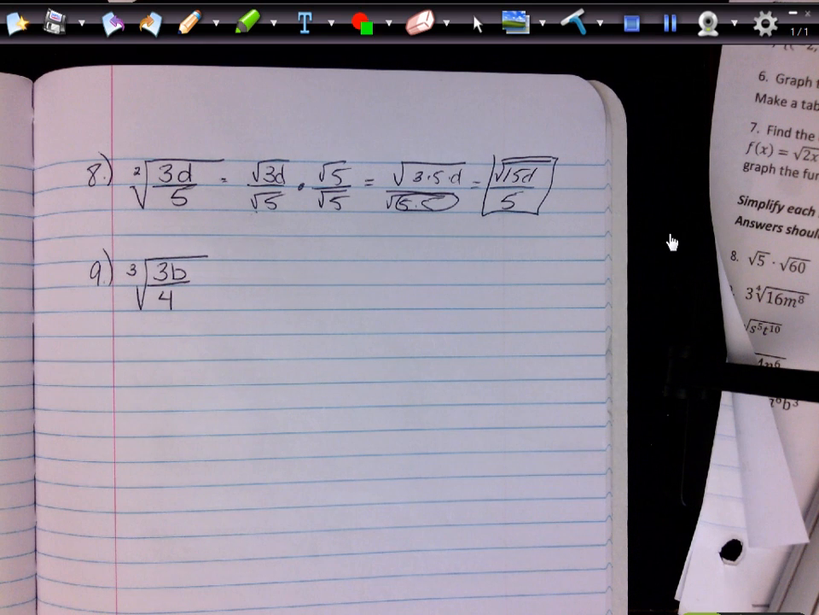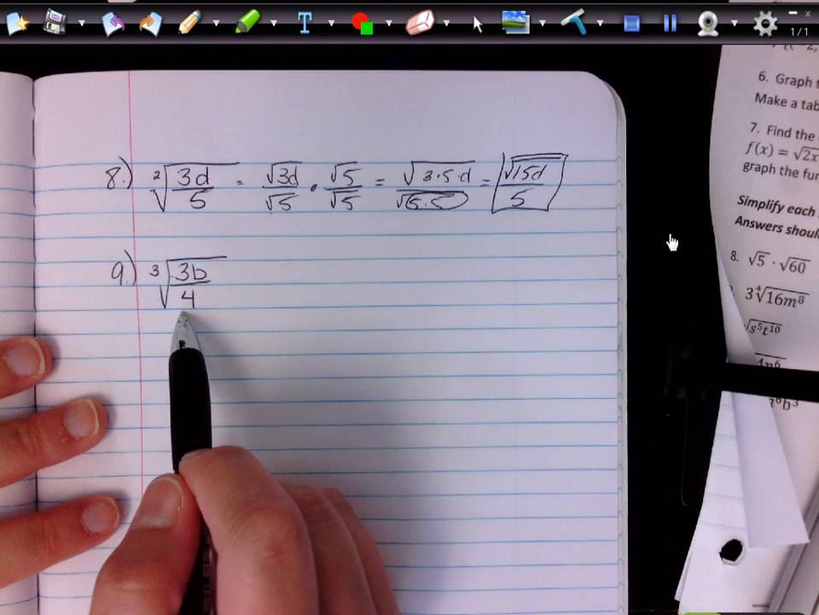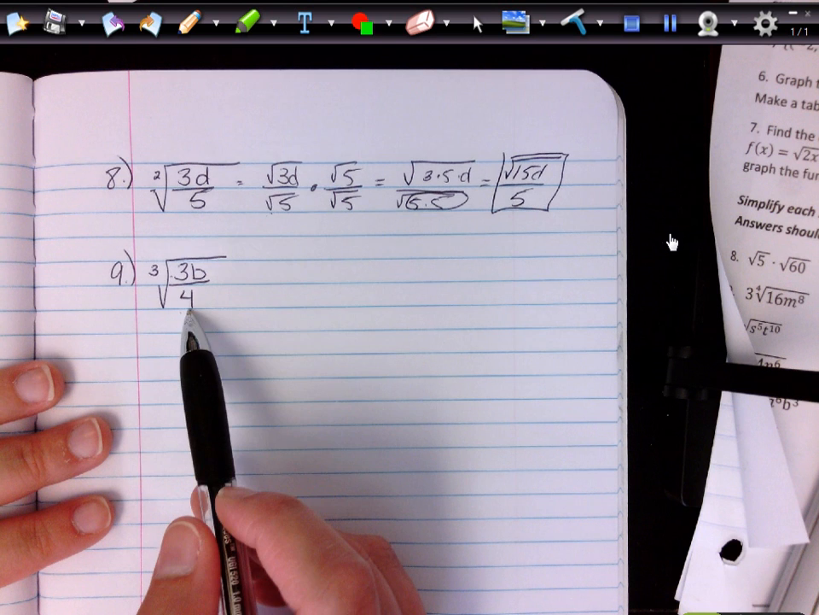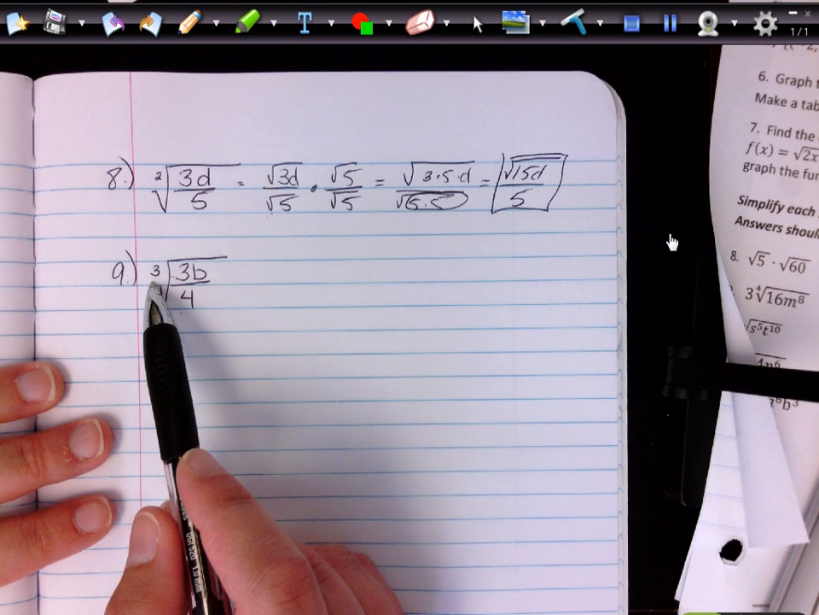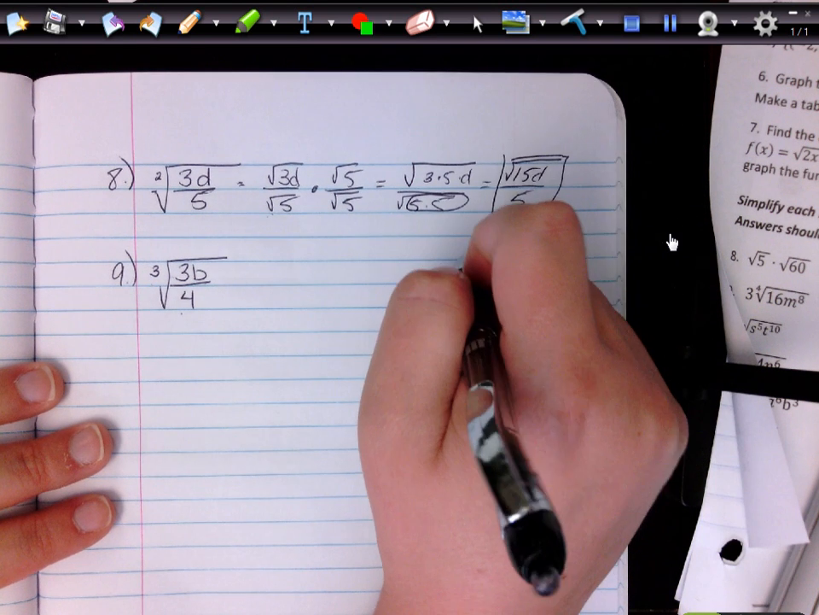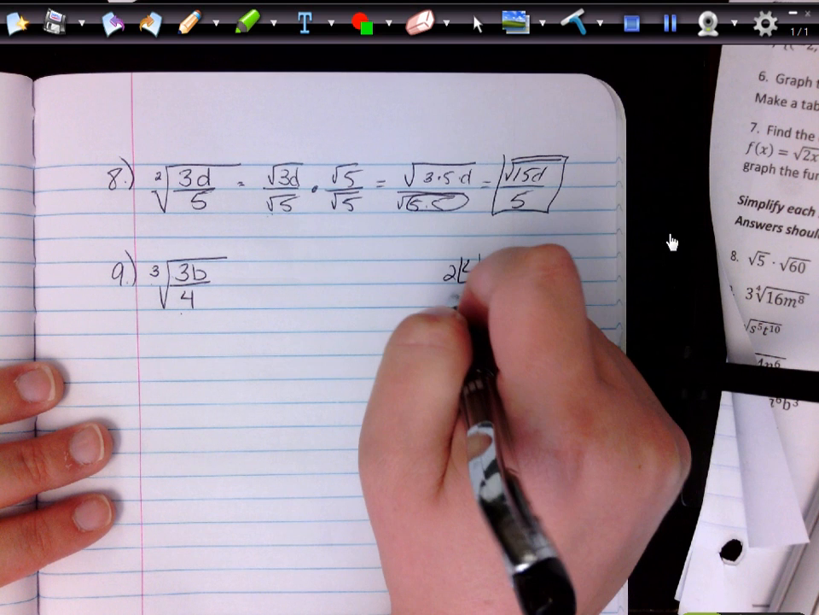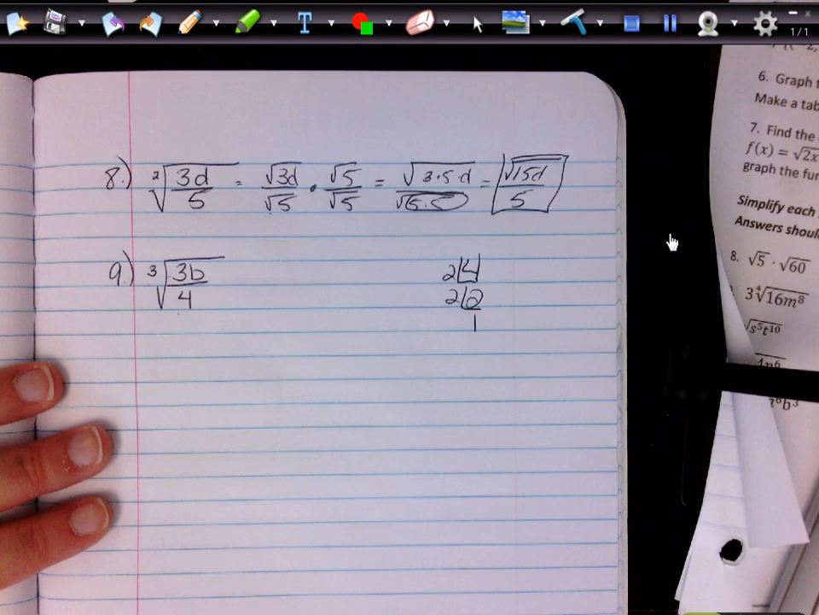Alright, so with number 9, we have the third root of 3b over 4. Now this time we have a third root. I can't reduce 3 over 4. However, 4 is a perfect square, but it's not a perfect cube. So I'm going to go over here and birthday cake 4 and just see what I get. I get 2 times 2, and I upside down birthday cake it.